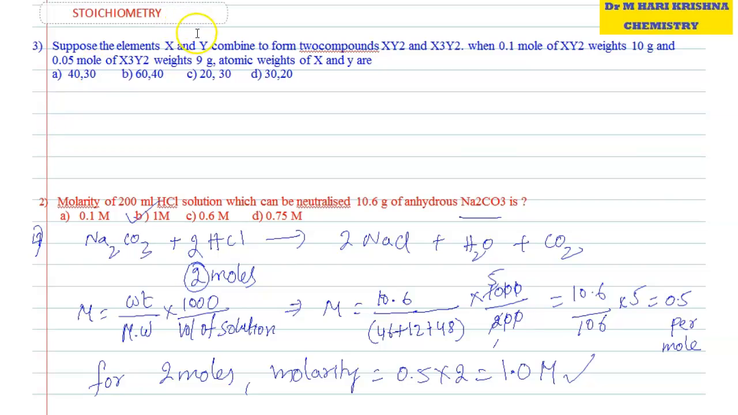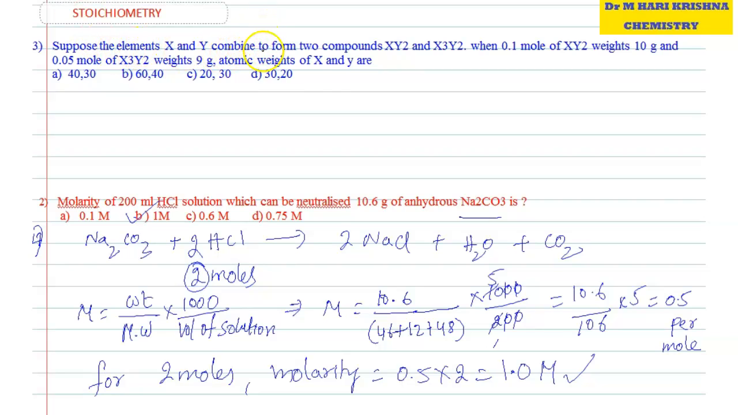Suppose the elements X and Y combine to form two compounds, XY2 and X3Y2. When 0.1 mole of XY2 weighs 10 grams and 0.05 moles of X3Y2 weighs 9 grams, the atomic weights of X and Y are? So we have to find the atomic weights. Here we can solve this by using basic equations.